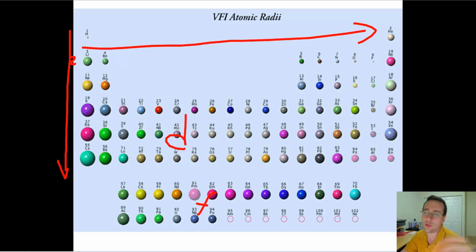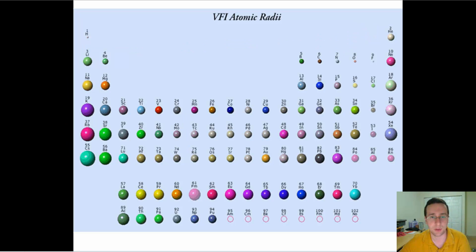But since the atoms towards the right have more protons on the inside, the layers will be dragged inwards more. And that's kind of what explains the size pattern that you experience in the periodic table.